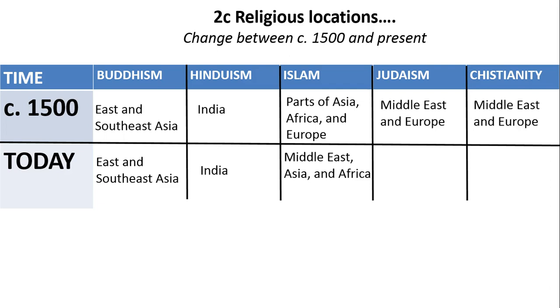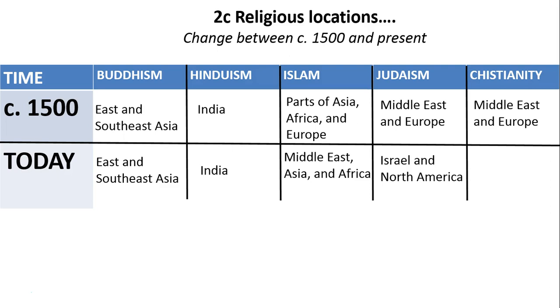All right, Judaism specifically and Christianity, both 500 years ago, are in the Middle East and Europe. In the last 500 years, as Islam has become more dominant in the Middle East, Jews and Christians have, for the most part, fled the area, and they moved more toward Europe. Today for Judaism, it's totally changed. Now Jews are mainly concentrated in Israel, which is in the Middle East, but now they're concentrated in one country. And of course, that happened as a result of the Holocaust.